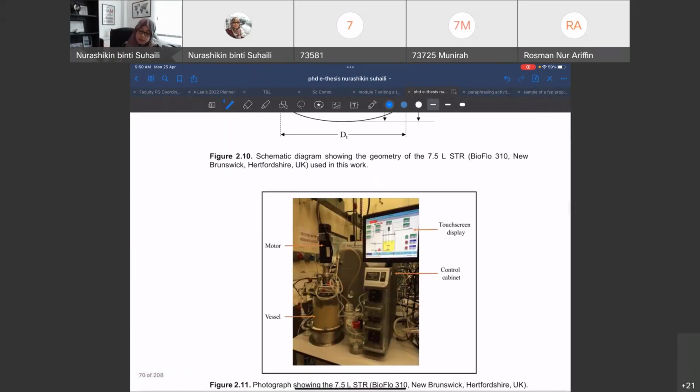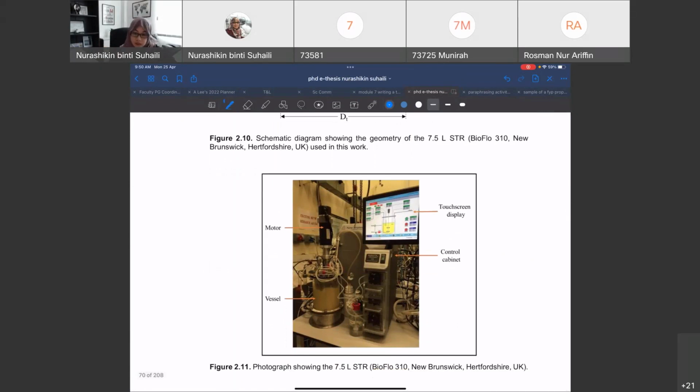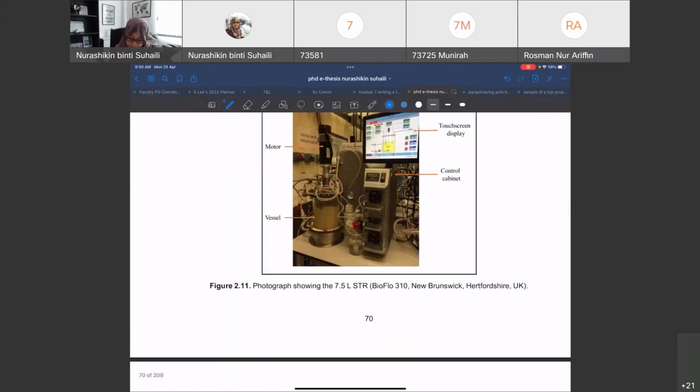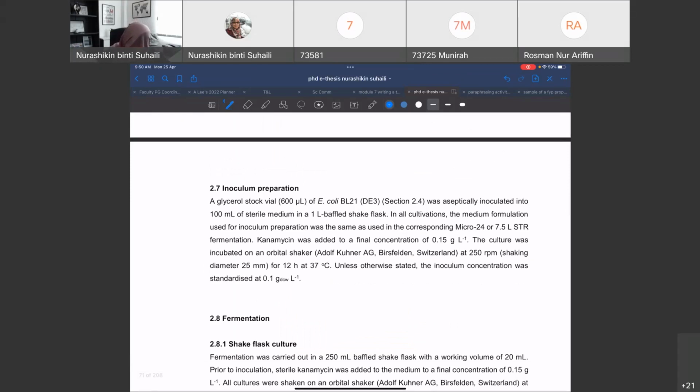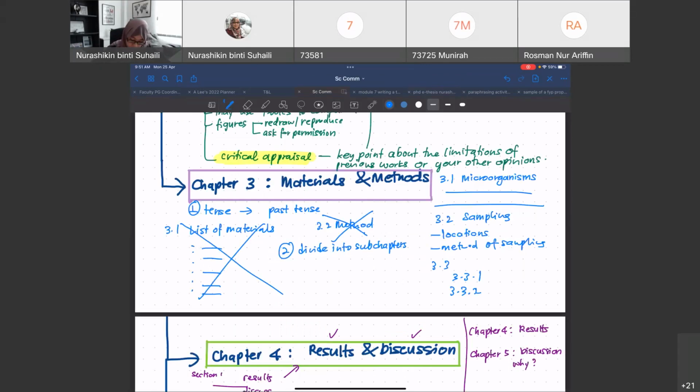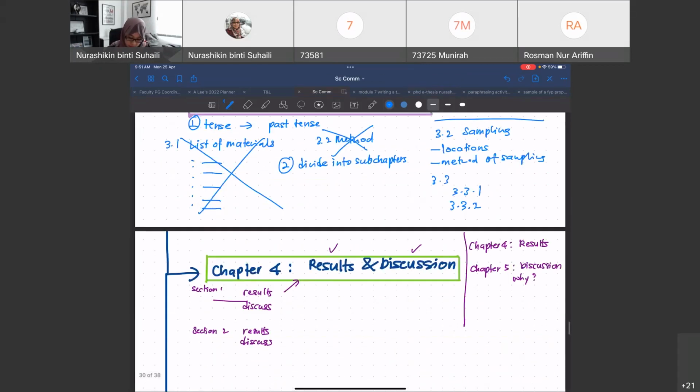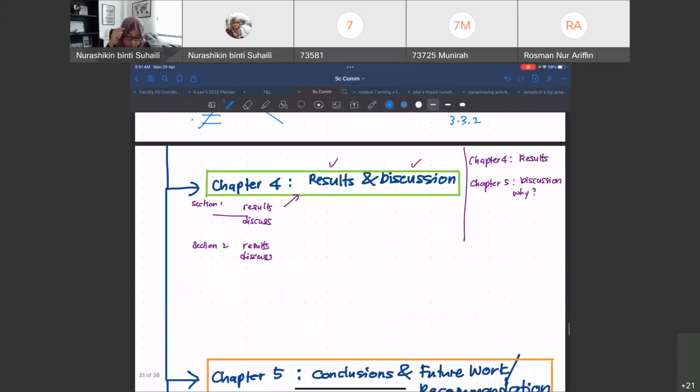Maybe you want to take some pictures of your culture, you can also take the picture. So during your FYP2, please be ready to snap pictures. Those pictures are important for your thesis and for your presentation. Okay. The rest is, let's go back to me. Yeah, that's all about the materials and methods.